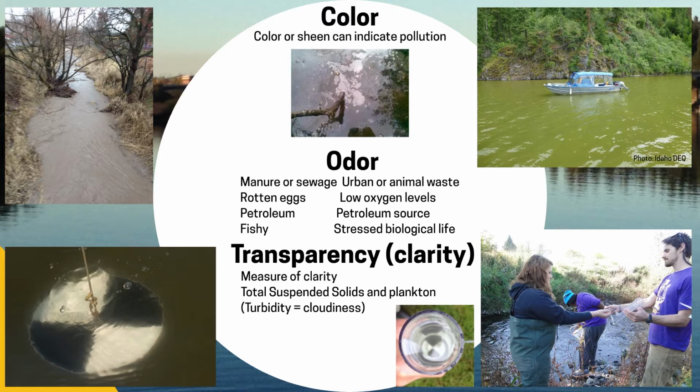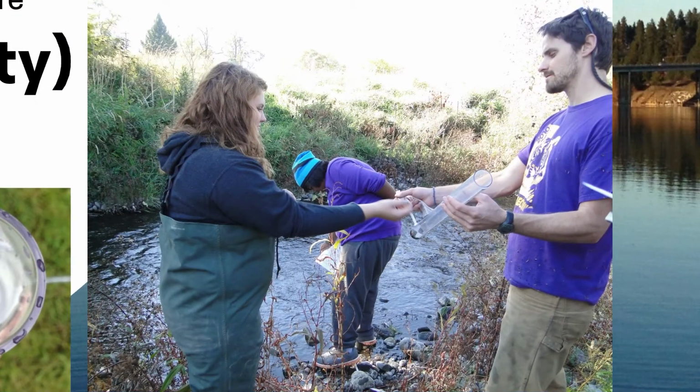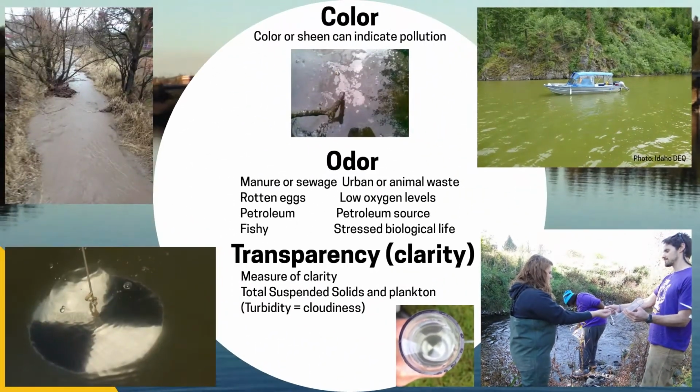We measure transparency because the measuring device is an inexpensive transparency tube or Secchi disc with a particular black and white pattern. In streams, we use a transparency tube, a 60 centimeter long clear tube with a small Secchi disc and a drain spout at the bottom.